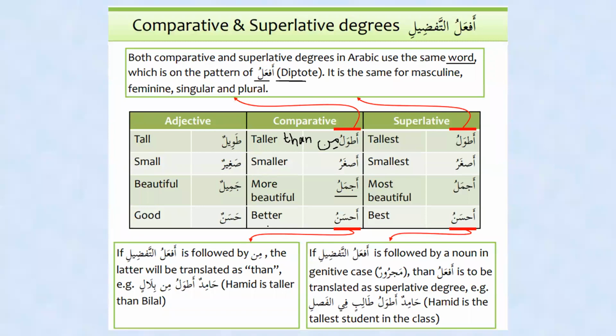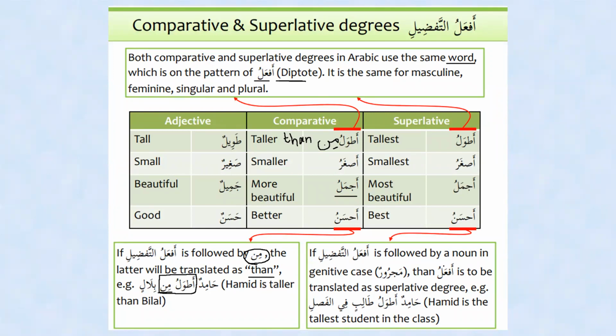So now how would we differentiate whether we are using this pattern for comparative or superlative? If af'alu tafdeel is followed by min, the latter will be translated as than. For example, Hamidun atwalu min Bilalin. Hamid is taller than Bilal. So whenever af'alu is followed by min, that means we are using it for comparative.